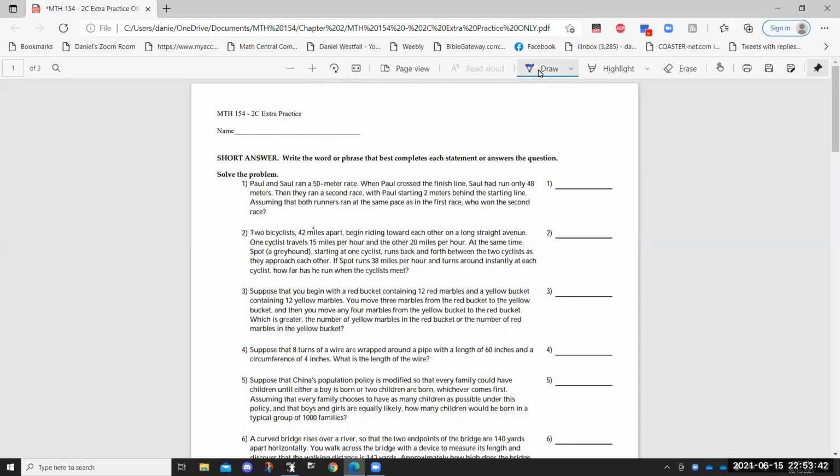I tell you that if you want to see these problems worked out, almost all of them are very, very close to the examples that are in the textbook for section 2C. And I would highly recommend that you go there and look at those problems and the explanations that are there.